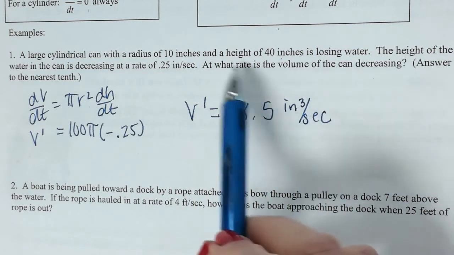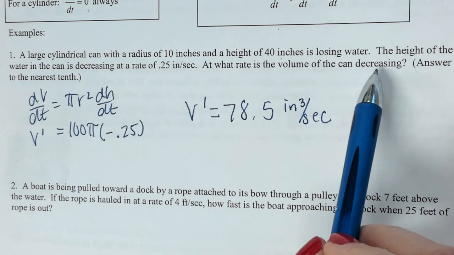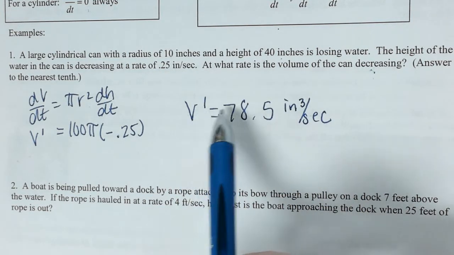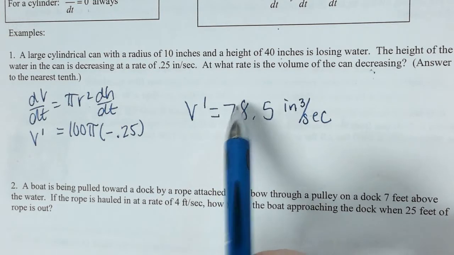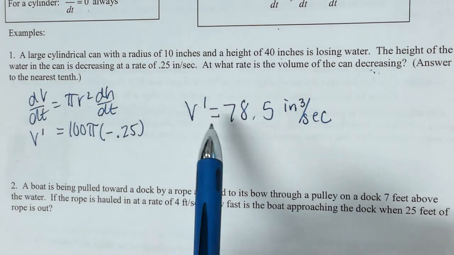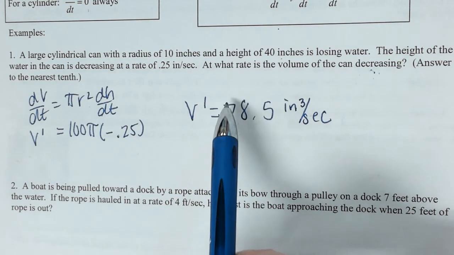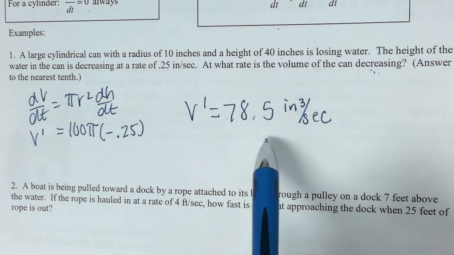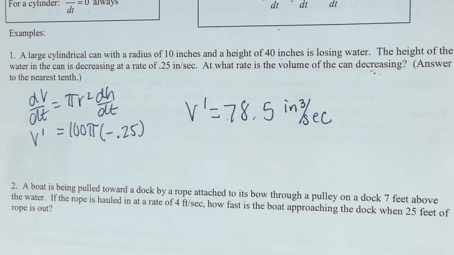The question says, at what rate is the volume of the can decreasing? It's a little redundant to ask that question and then put a negative. You see what I mean? If it had said, at what rate is the volume of the can changing, then we would either need to have the negative or we would need to say the word decreasing. So you have to read carefully to be able to answer it correctly.